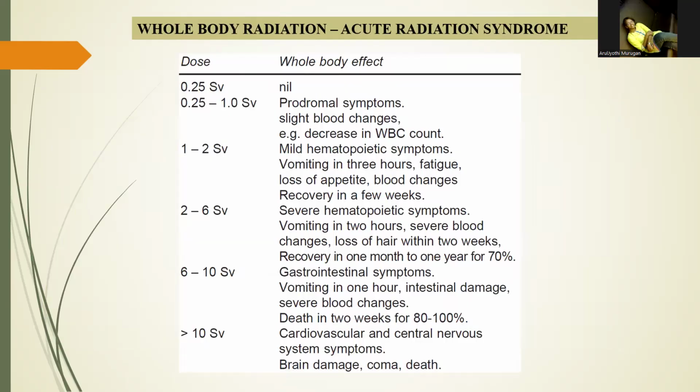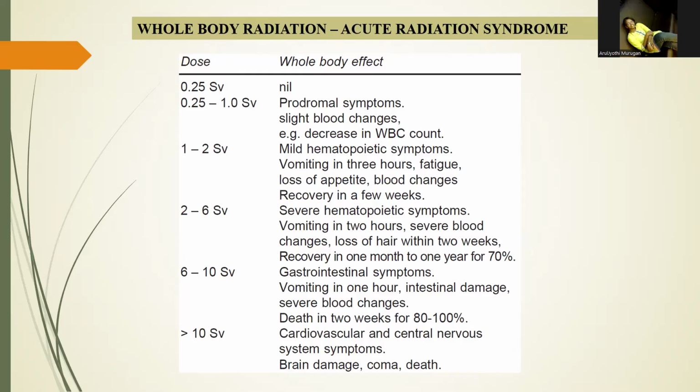And there is something called acute radiation syndrome. This is whole body radiation, sudden exposure of the whole body, which would have severe effects. This is what happened to the people who were exposed at Hiroshima and Nagasaki.